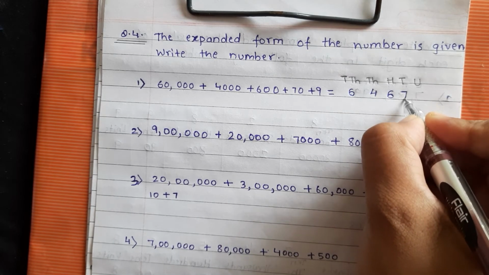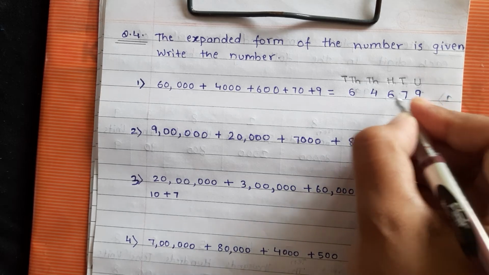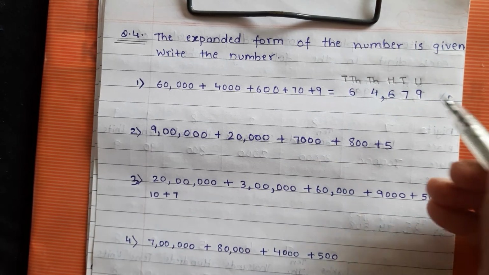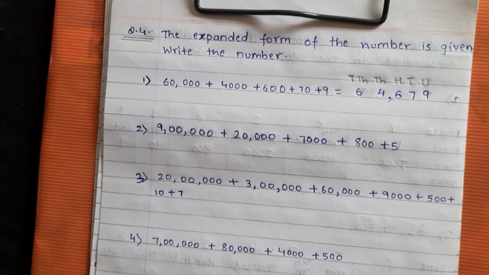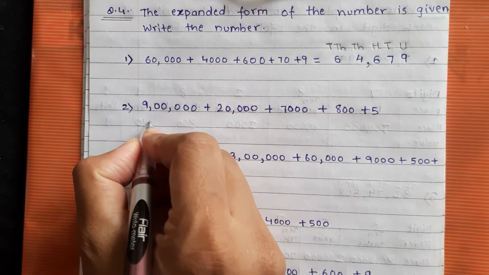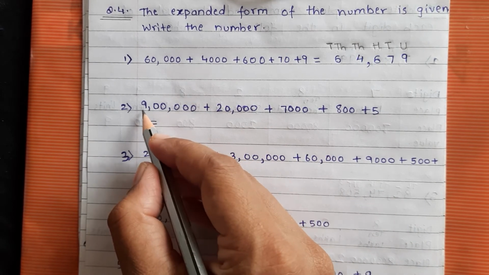7070 means 7 tens are 70 and units place there is 9. So our number is 64,679. Now same way we will solve the second one. Which is the biggest number?